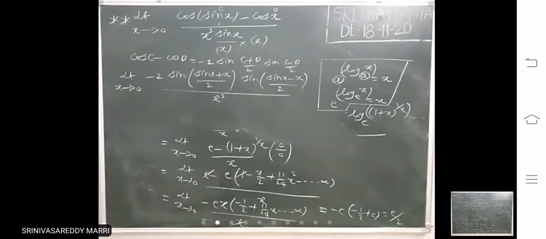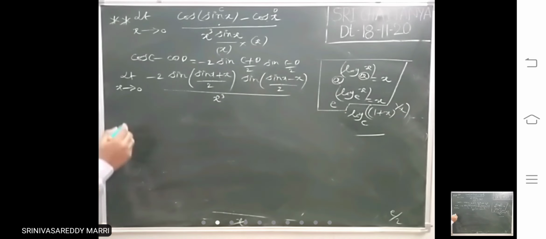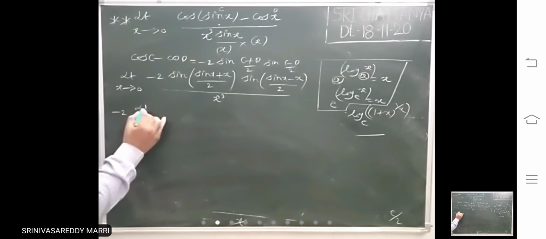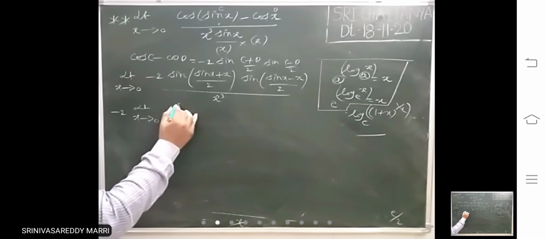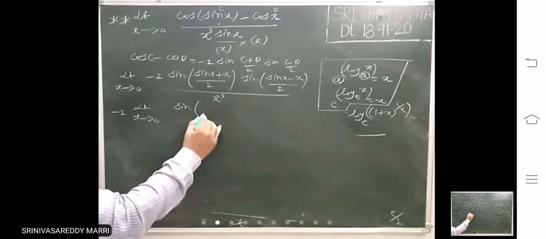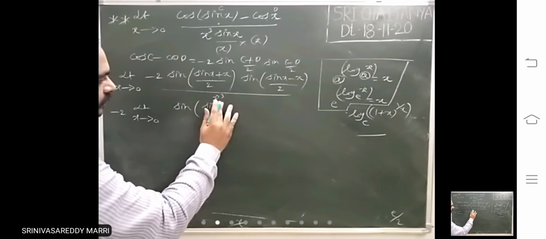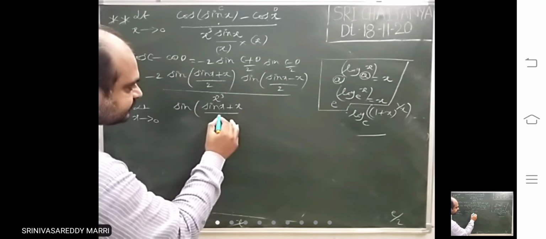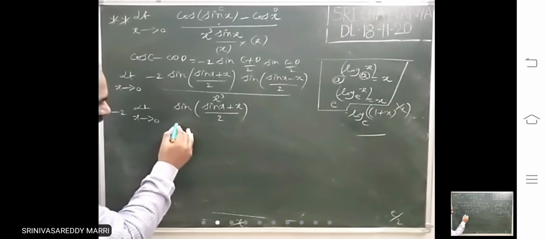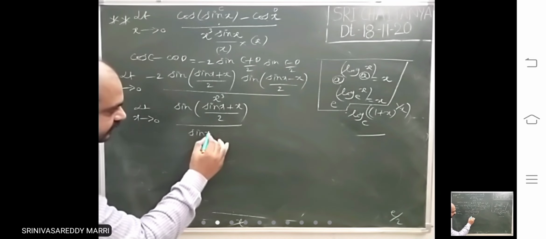Divided by x cube. Whenever sine is there, we will use the standard limit. The standard limit is sin x by x equal to 1. Rearrange that. Sine of sine x plus x by 2. Sin x by x means I am multiplying and dividing. Look at the logic I am using.